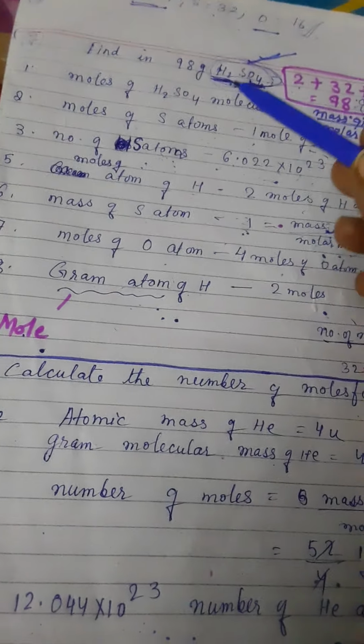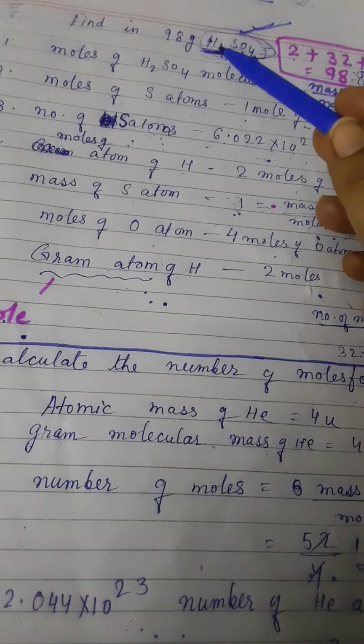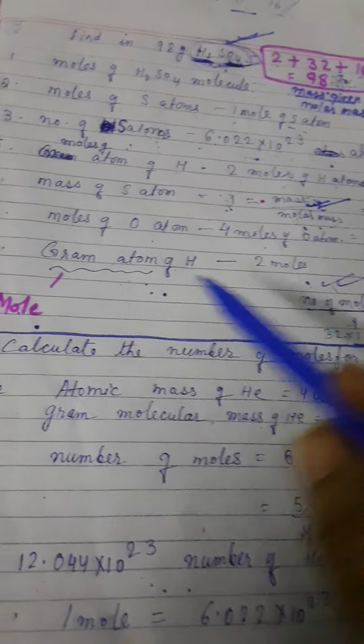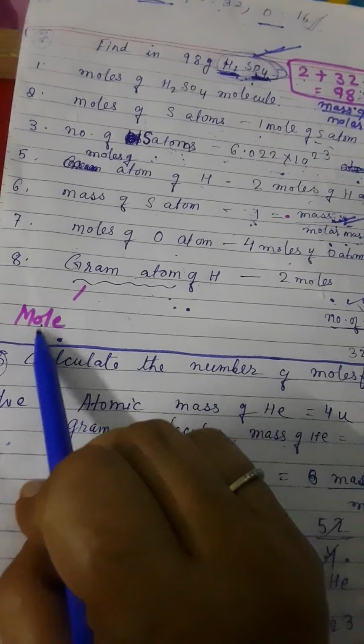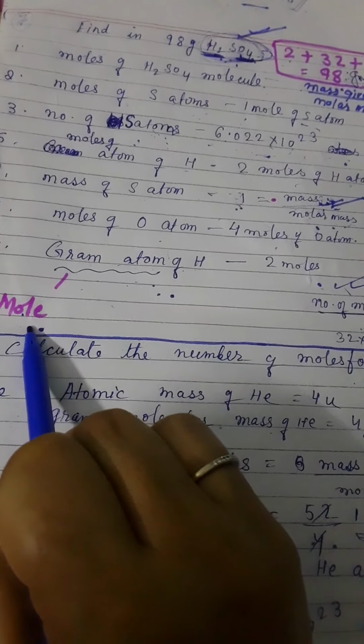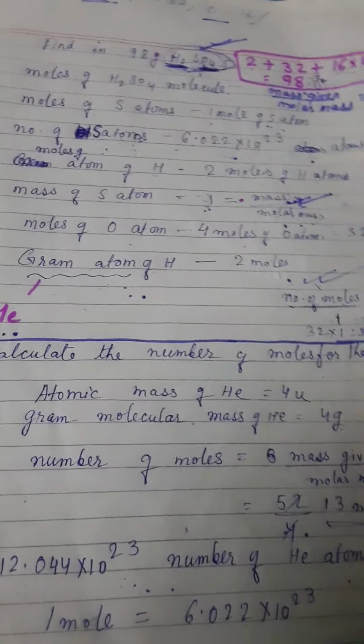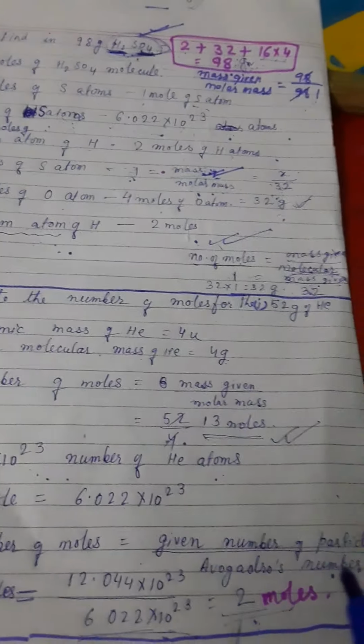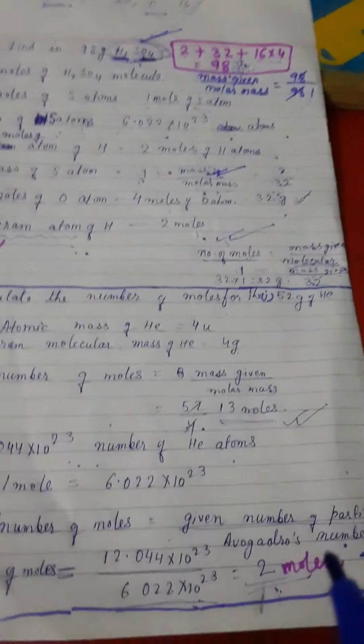Okay, so here how many atoms of hydrogen are present? 2, so gram atom will be 2 moles. Okay, don't get confused between gram atom and mole. Gram atom means mole. Understand? I hope you understand this. That is how you find out the molecular mass of any given molecule.